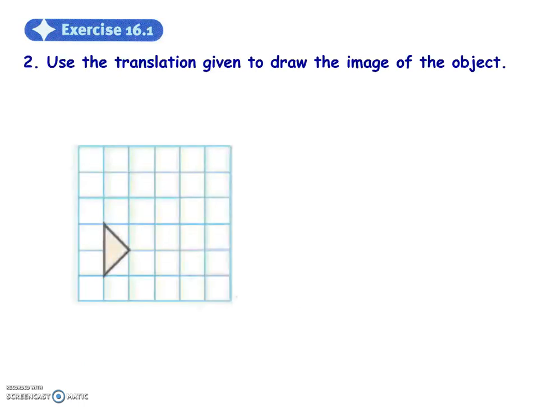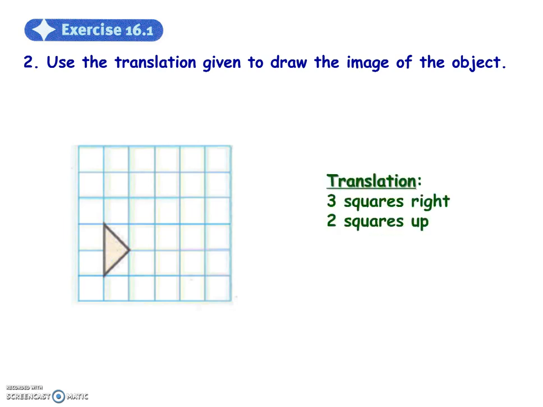Okay, now look at this diagram. Use the translation given to draw the image of the object. The translation is 3 squares right and 2 squares up. So basically, we look into the object. Alright, so we are moving 1, 2, and 3 squares to the right and 1 and 2 squares up. So this is the original object, and this is the image of the object after the translation.